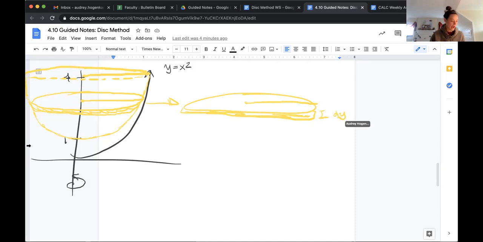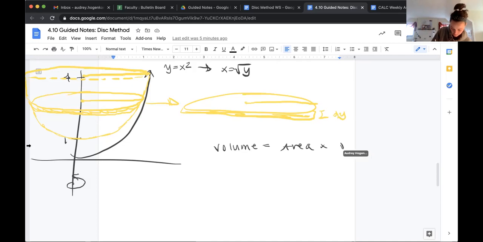Okay. So we know y equals x squared, but now since we have dy, we want the problem in terms of y. So we're going to say x is equal to the square root of y, and that again describes our function. So now we know volume equals area times depth. Depth is dy, and area is going to be right minus left, which is our function, minus left, which is just going to be the axis.